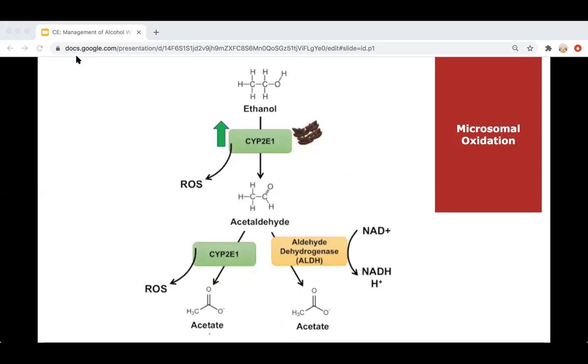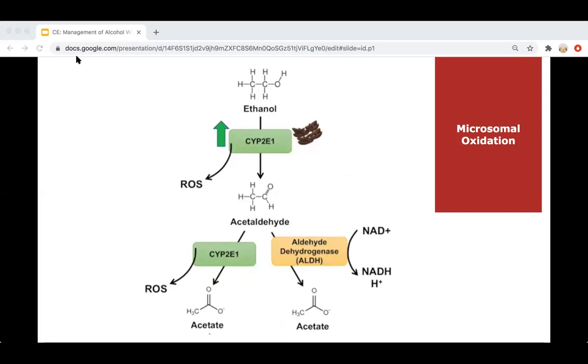That pathway follows zero-order kinetics. So once it gets supersaturated, we do have the secondary pathway that the body can use to break down ethanol. The problem is we have to use CYP2E1. And CYP2E1 creates a lot of reactive oxygen species that can cause more damage to multiple organs, but especially in the liver. And this is about 10% of ethanol metabolism.